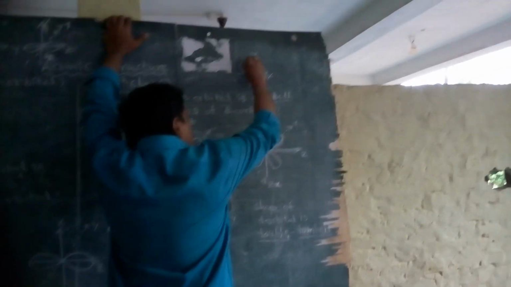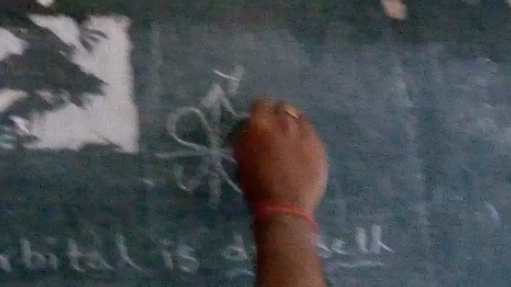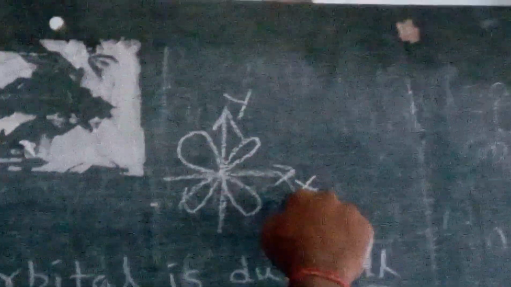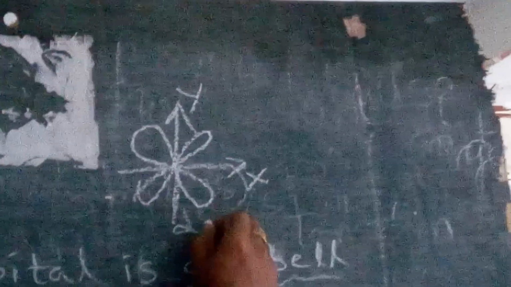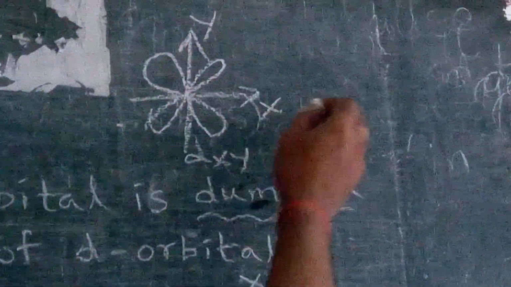So I have drawn the dumbbell between this gap, and I have drawn another dumbbell between this gap. So these two dumbbells are between the x-axis and y-axis. It is called dxy.